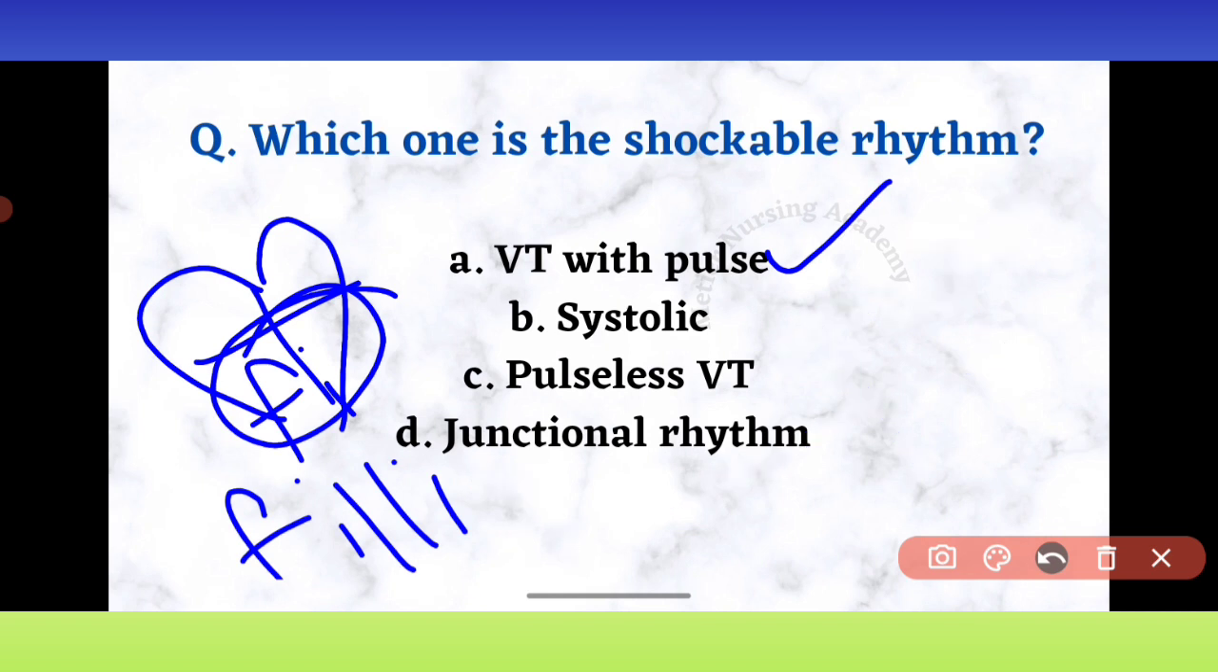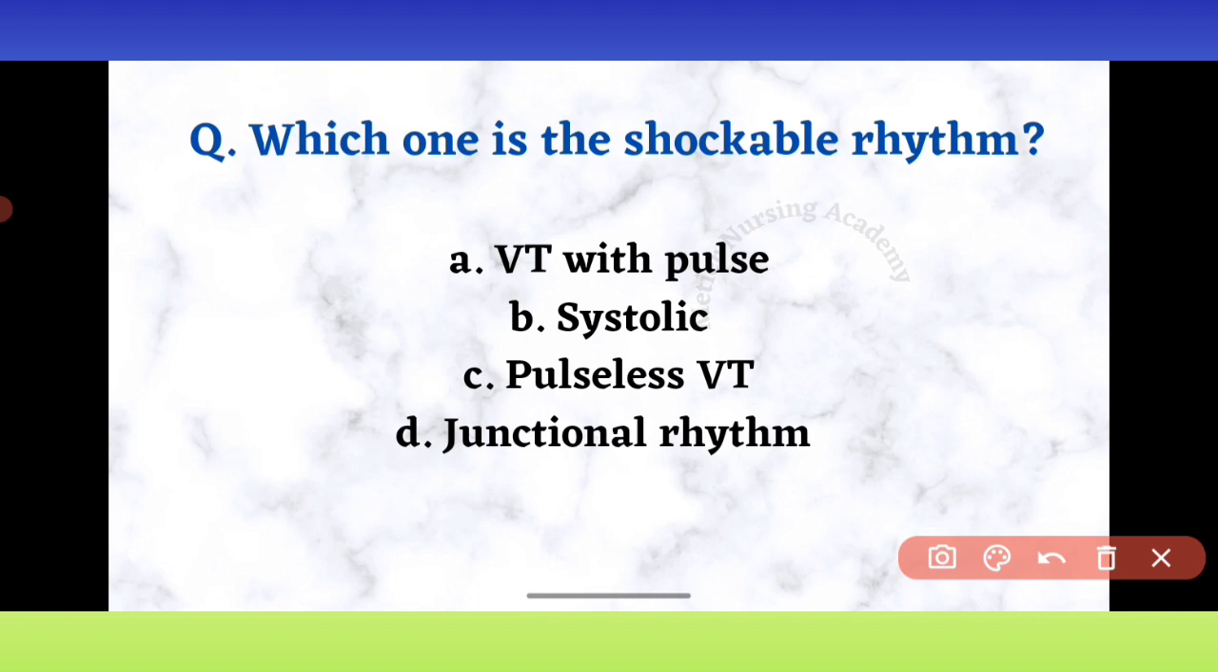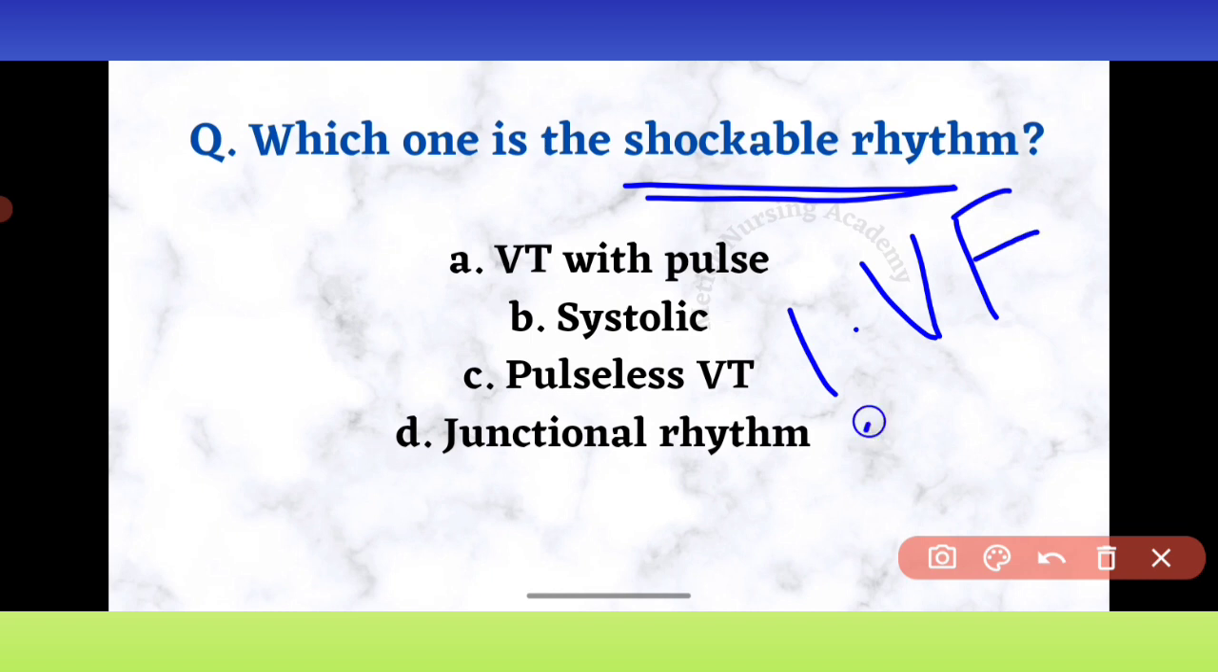The next one is systolic. There is no disease condition called systolic. In order to confuse you, they have given this option. And the next one is pulseless ventricular tachycardia. So what are the indications of shockable rhythm? There are 2 indications for the shockable rhythm. The first one is ventricular fibrillation and the second one is pulseless ventricular tachycardia.